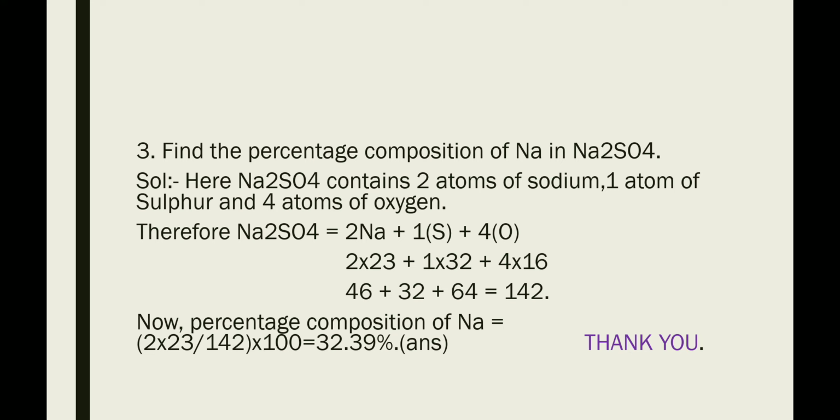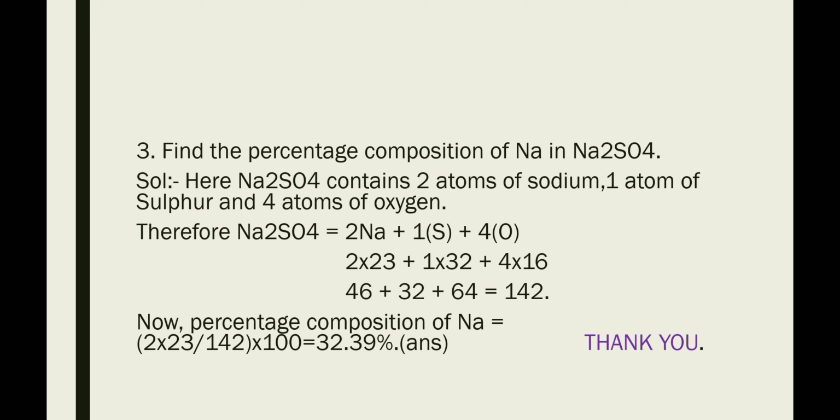So we should calculate the molecular weight of sodium sulfate, 2Na plus 1S plus 4 atoms of oxygen. 2 into 23, because atomic weight of sodium is 23, plus 1 into 32, because atomic weight of sulfur is 32, plus 4 into 16, oxygen's atomic weight. So finally we get 46 plus 32 plus 64, which is equal to 142. This implies one molecule of sodium sulfate has molecular weight 142.